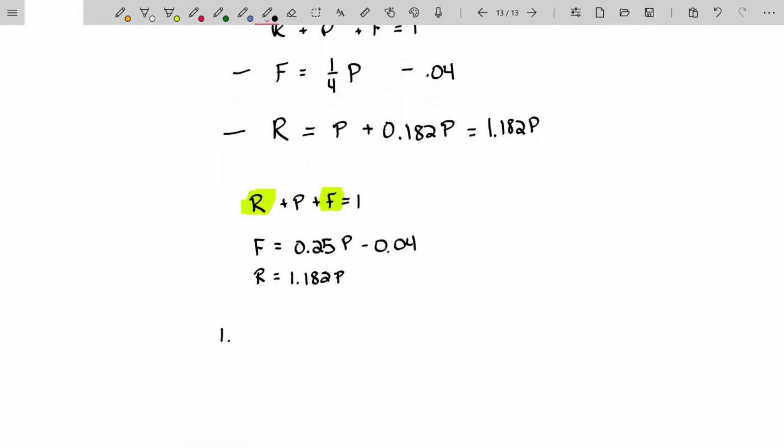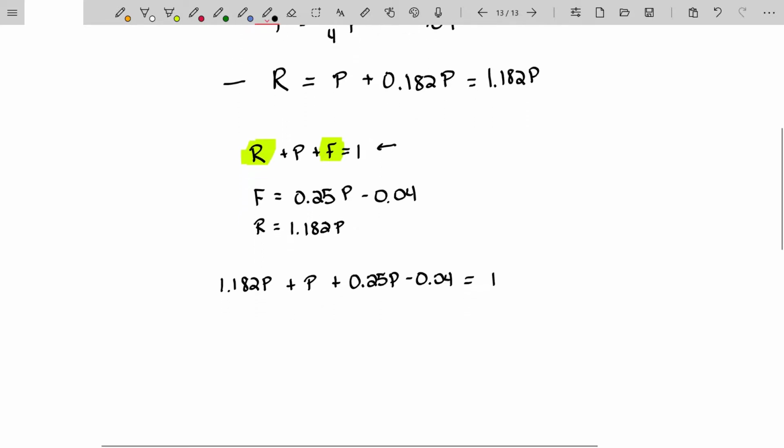So this one is set up to use substitution. R is 1.182p plus F, which is 0.25p minus 0.04, and we want this to be 1. So starting to add things up, let's see, we have 1p plus 1.182p, that's 2.182, plus 0.25 is 2.432. So the coefficient of p is 2.432. 2.432p is equal to, adding 0.04 to both sides, you get 1.04.